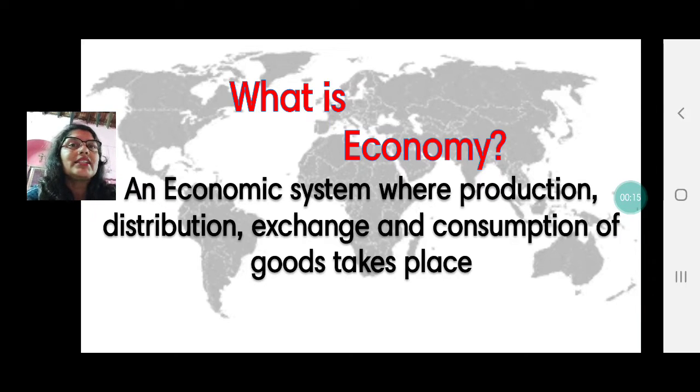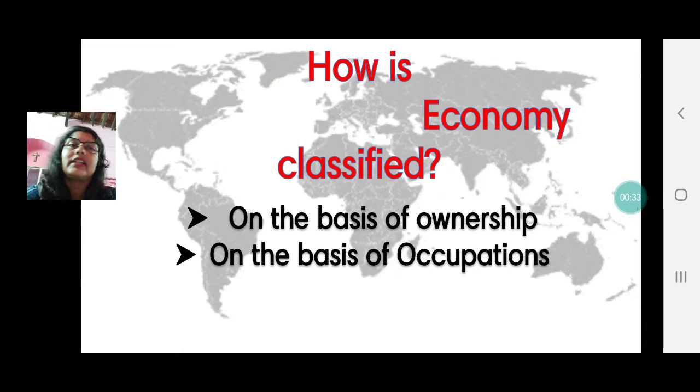An economy is an economic system or an organization where production, distribution, exchange of goods and consumption of goods take place. So it is a system where goods are produced, goods are distributed, goods are exchanged, and goods are consumed by the consumers. How is economy classified?